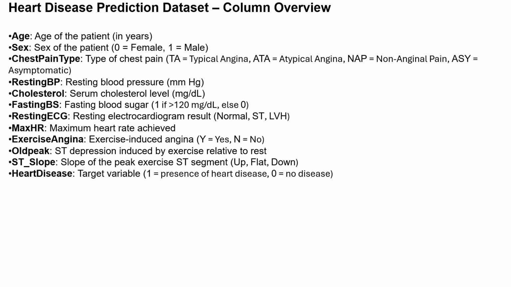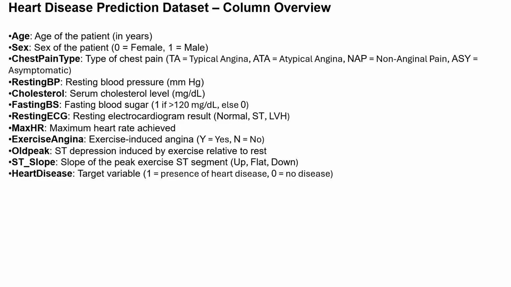Here is an overview of the dataset's features. We have demographic and clinical indicators such as age, sex, and chest pain type, which includes categories like typical angina and asymptomatic. Physiological measurements include rest BP and cholesterol. Diagnostic indicators like resting ECG, max HR, exercise angina, old peak, and ST slope help capture cardiovascular performance.